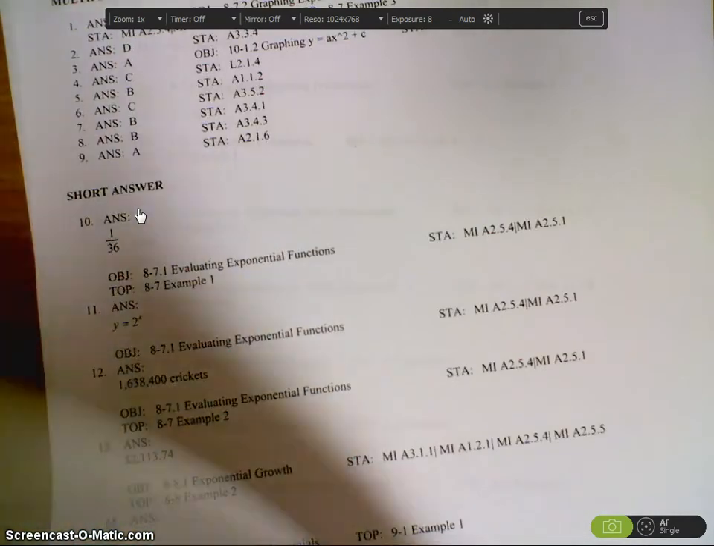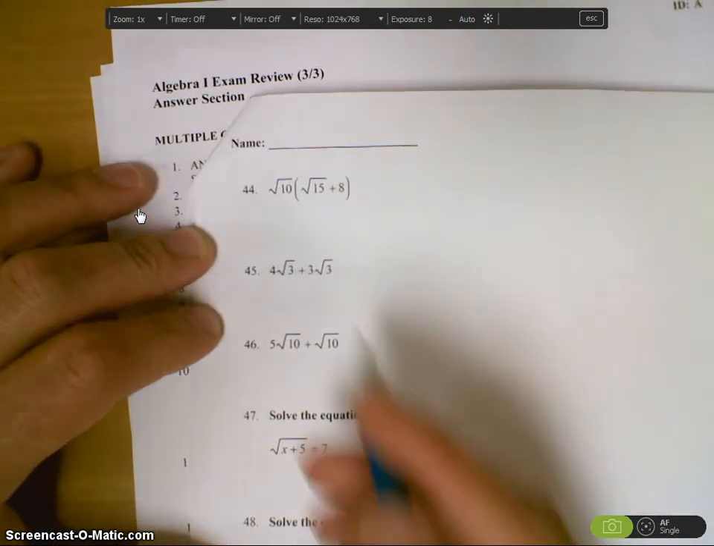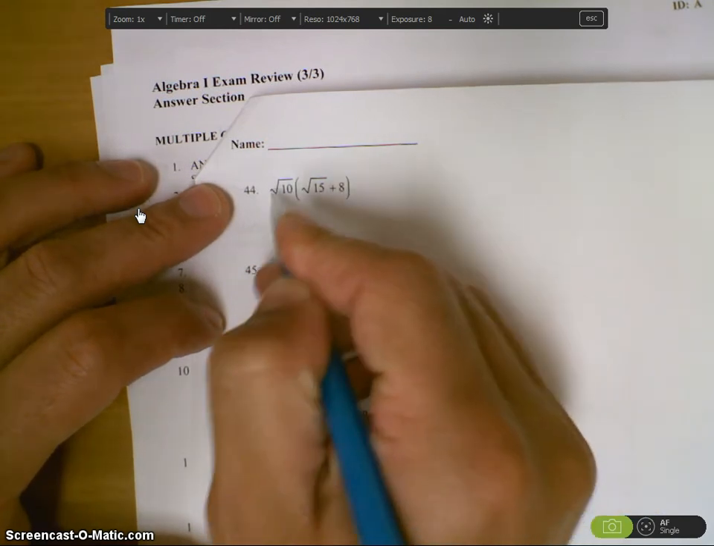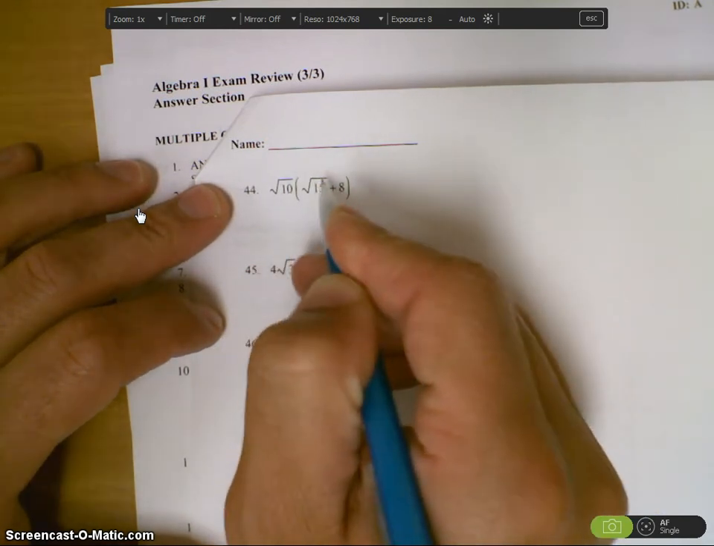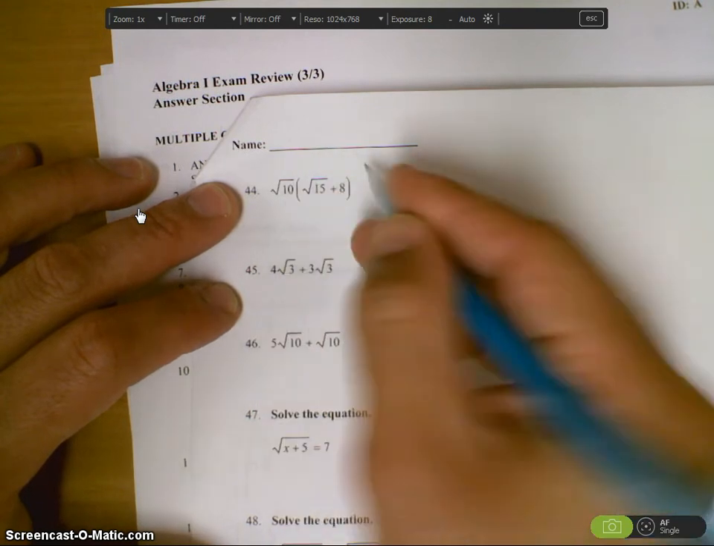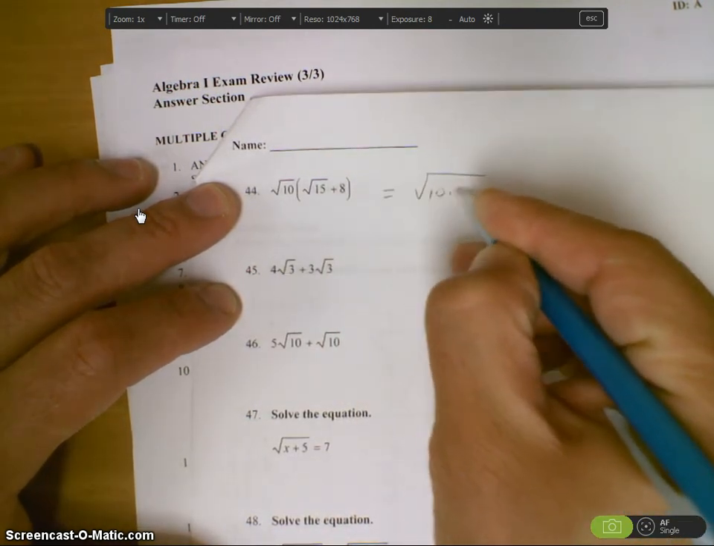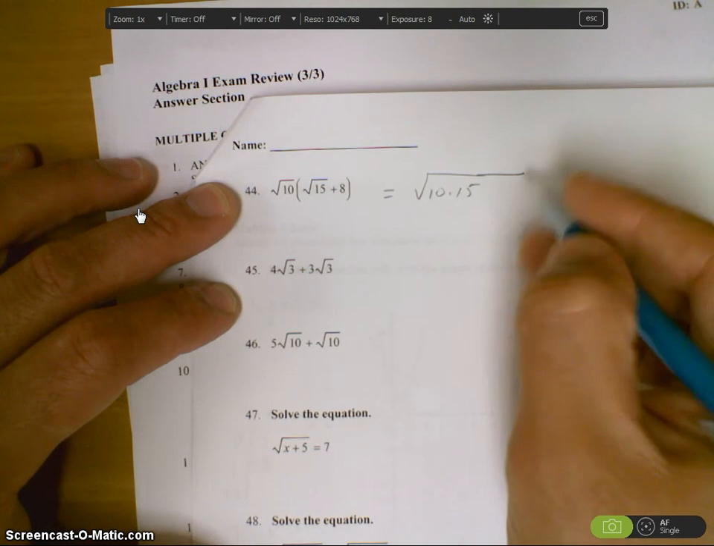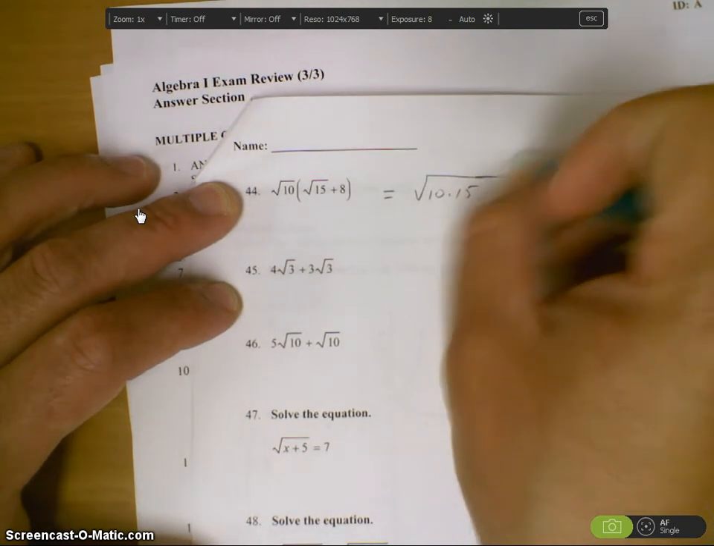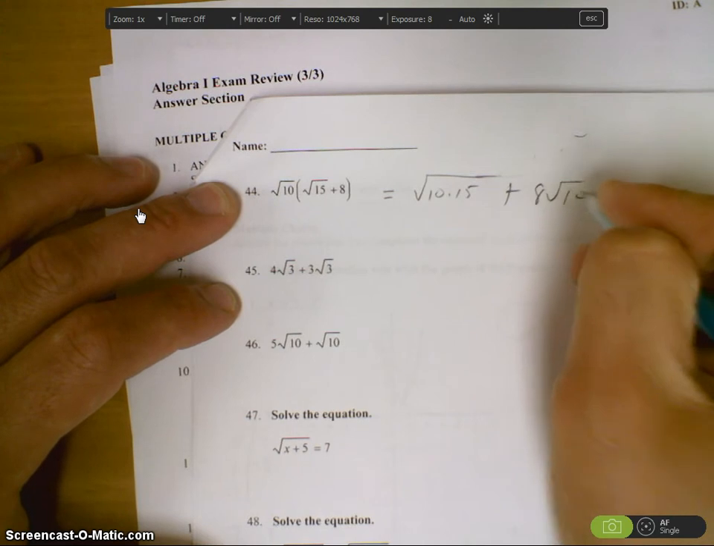All right. So we have a distributive property problem here with radicals. Okay, and I'm actually going to show you a way that I handle these to make them a little easier. All right, so I'm going to distribute, and in the first one, I'm going to make that actually 10 times 15, and then I'll distribute to the next one, 8 square roots of 10.